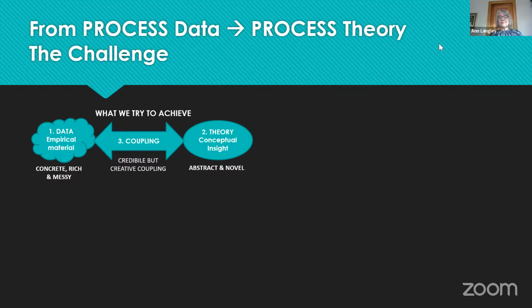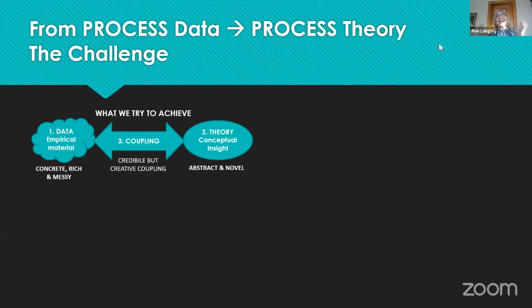And the process for connecting the concrete, rich, and messy, and the abstract and novel has to be credible, right? We have to couple the two so that a reader of our work, our thesis, or our article can actually see how we've done this, that we have started from a mess, we have ended up with a theory, and that the coupling, the way we have joined the two, is credible, but creative slightly, because if we're not producing anything new, then why would we be doing this? So that's the challenge.